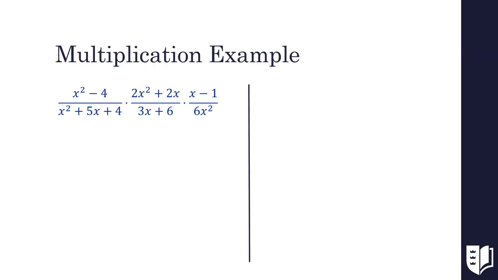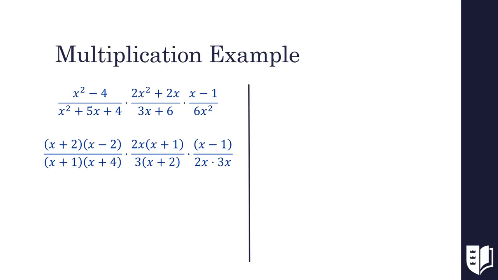Now let's do an example of multiplying three polynomial fractions. Our first fraction is x squared minus 4 divided by x squared plus 5x plus 4. Our second fraction is 2x squared plus 2x divided by 3x plus 6. And our third fraction is x minus 1 over 6x squared. Now we need to factor everything in each fraction.